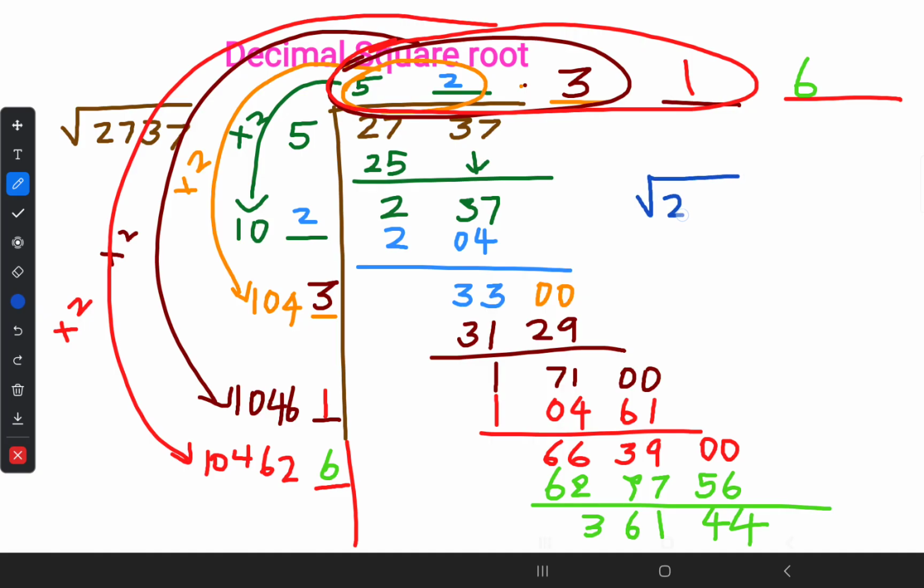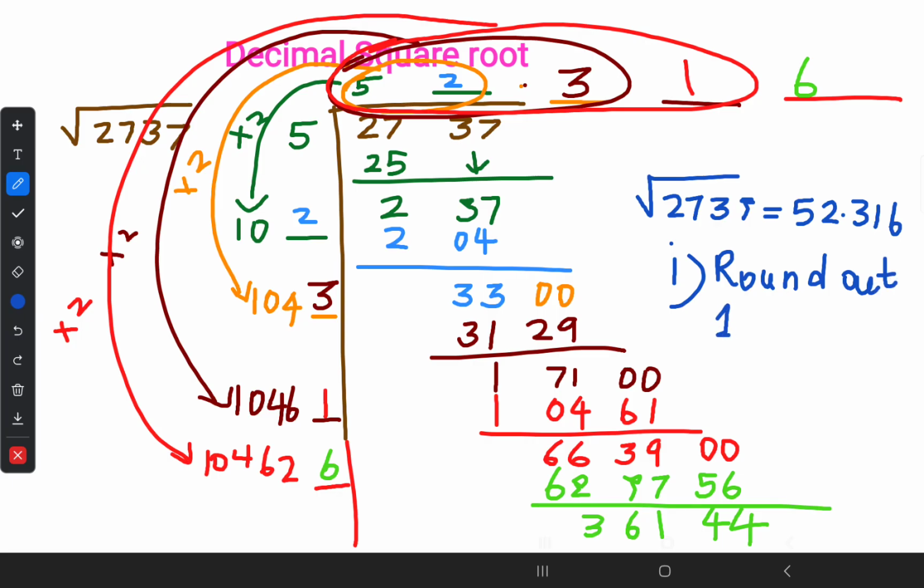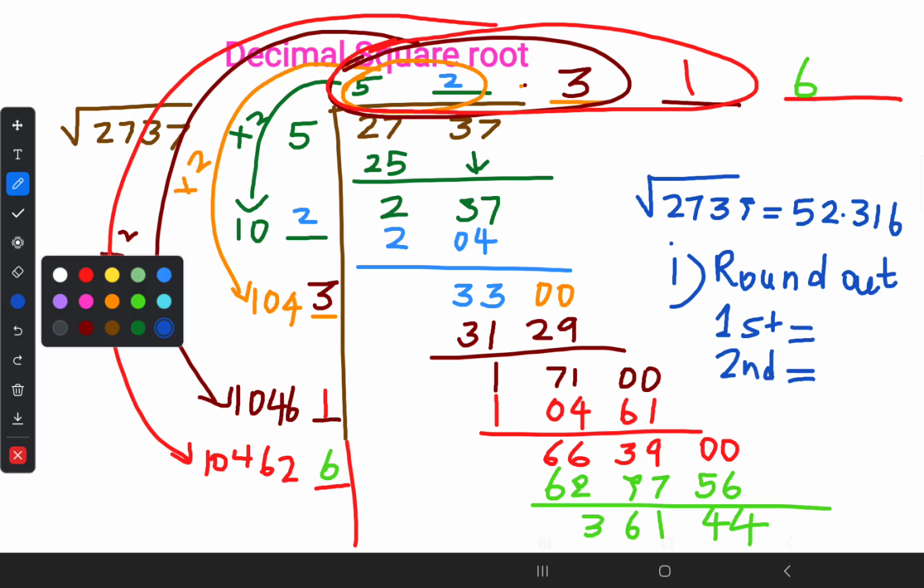Now we found 2737, its square root as 52.316. Sometimes in your exams they will ask you to round off. Round off to the first decimal or second decimal. These are the kind of questions mostly you will face. Let's answer the question.